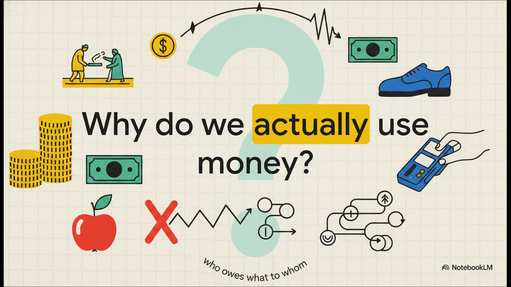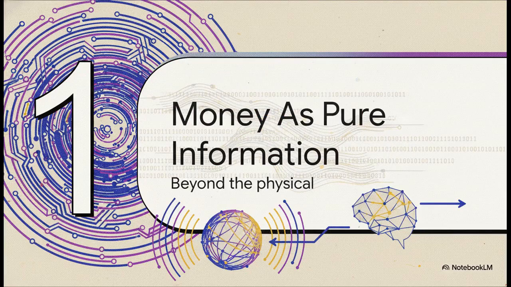It was designed to solve a very specific problem, the coincidence of wants. You know, if I have apples and you have shoes, but I don't want your shoes, well, we can't trade. Money steps in as that universal middleman. At its core, it's really just a way to remember who owes what to whom across an entire society. And that brings us to Section 1, Money as Pure Information, where we start moving beyond the physical realm entirely.